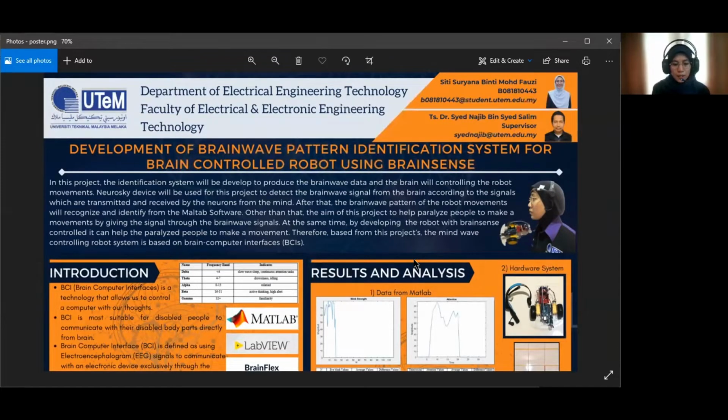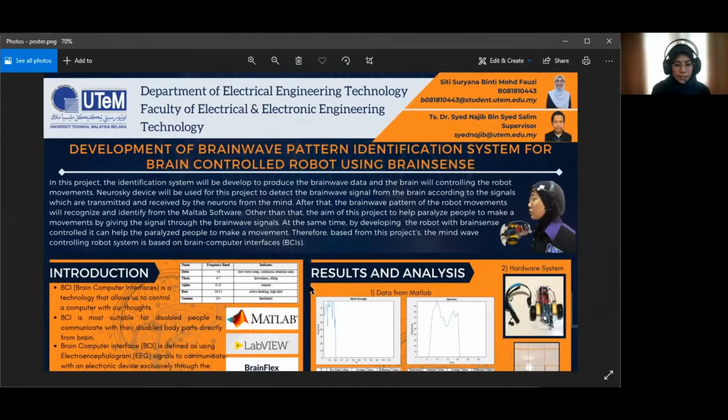Other than that, the aim of this project is actually to help paralyzed people to make movements by giving the signal through the brainwave signals. Based on this project, the MindWave controlling robot system is based on brain-computer interface, which is BCI. To make it clearer, for this project, the robot will be used to visualize the wheelchair.